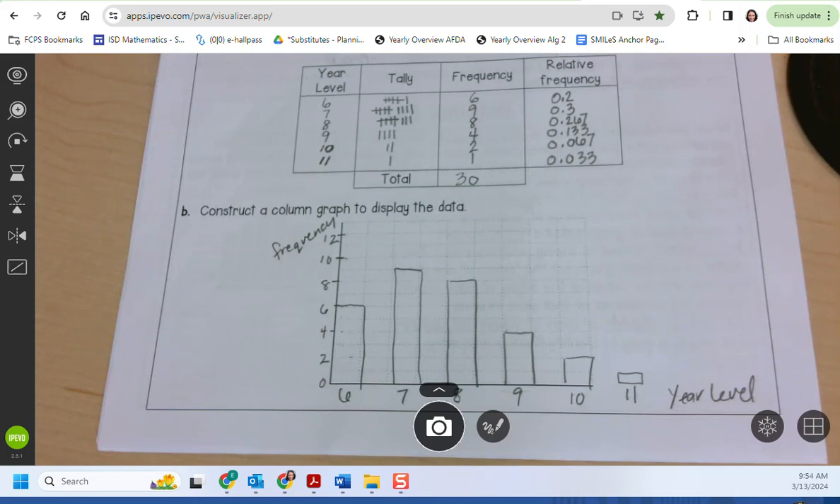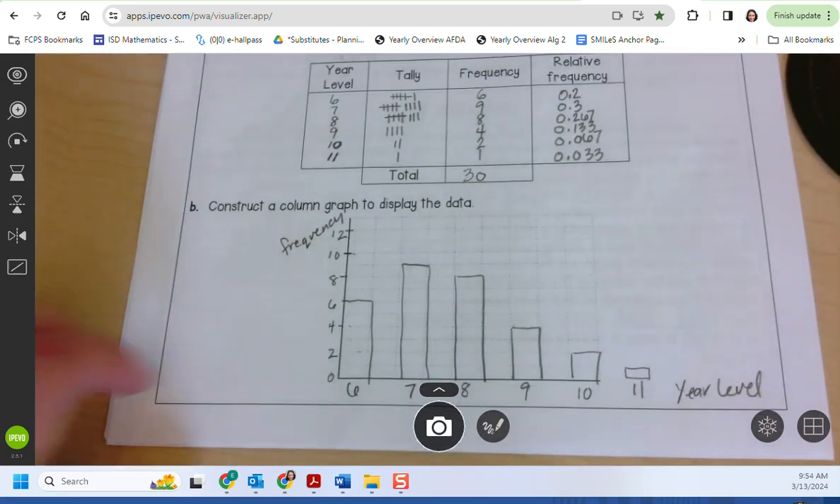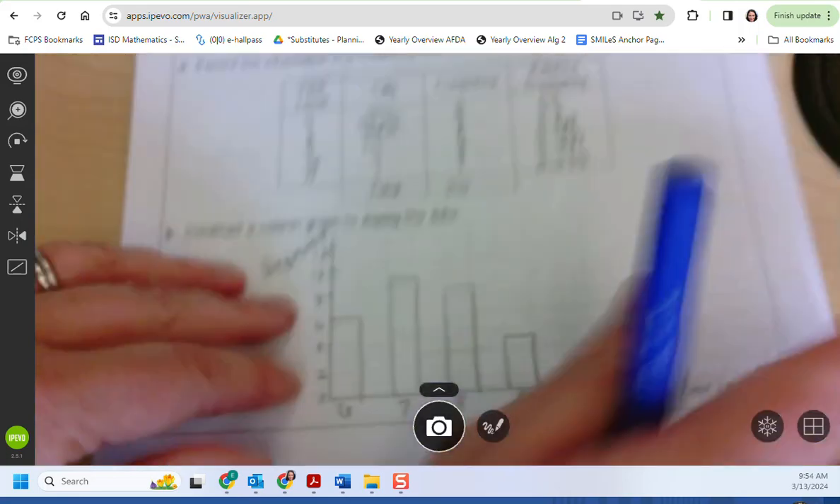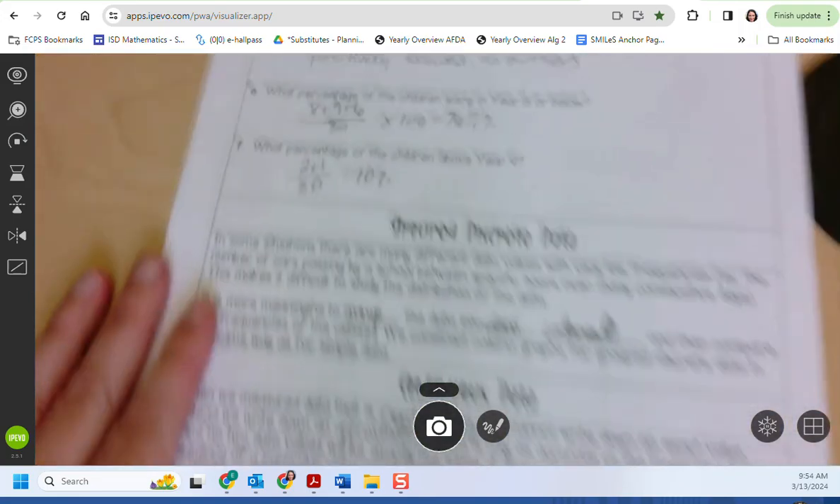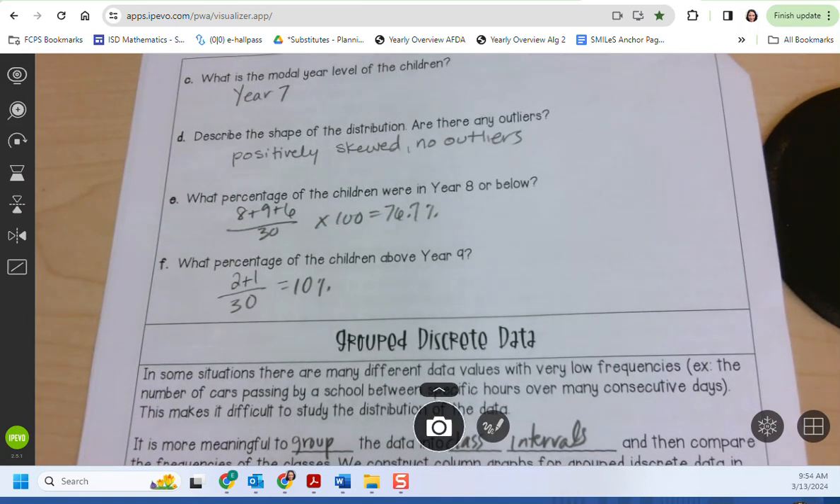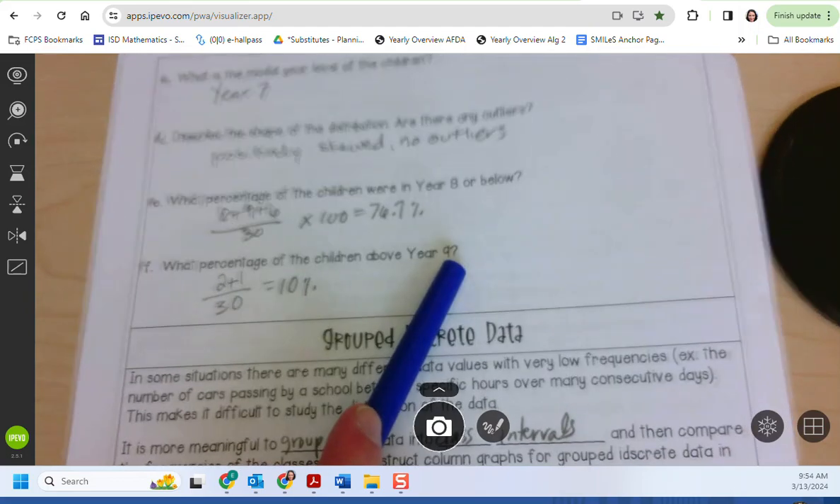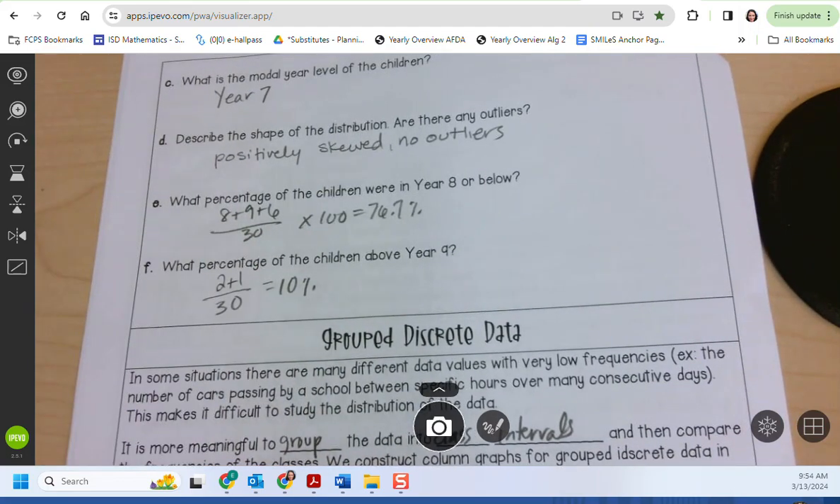Relative frequency. Yeah, actually, Avalon brought up a great point. You could also just add up the relative frequencies there. Perfect. All right, so let's turn the page and see how those look. So try your method, Avalon, because it should give you the same thing that we get for this other method. And then the percentage of children that are above year 9. So there were 2 in year 10 and 1 in year 11 out of the 30 children.